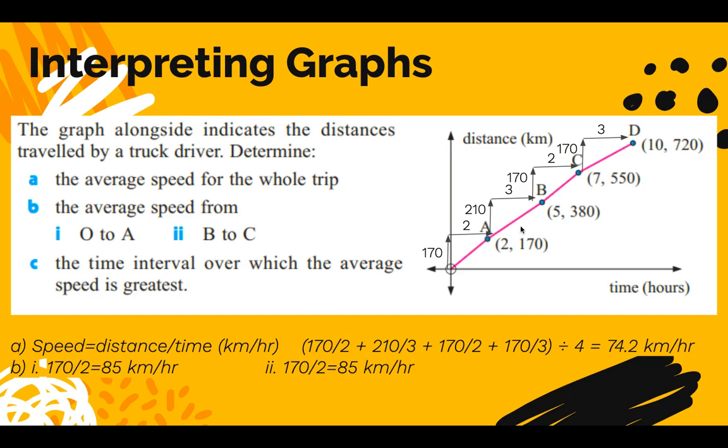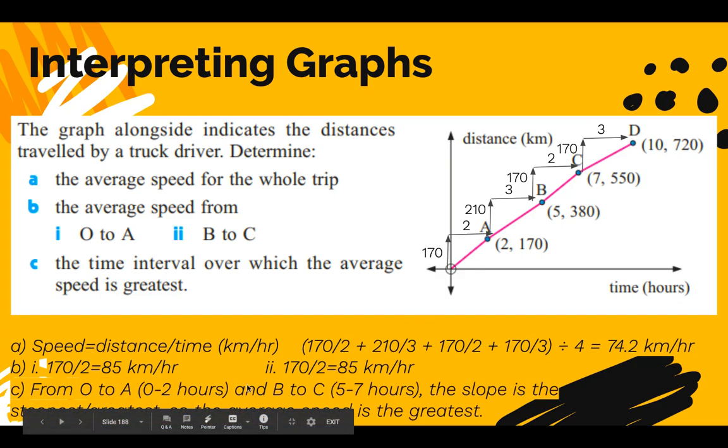So if you look at O to A and B to C, they do look to be the steepest lines, the sharpest gradient. So those are the steepest or the greatest, which also means that is where the average speed is the greatest.